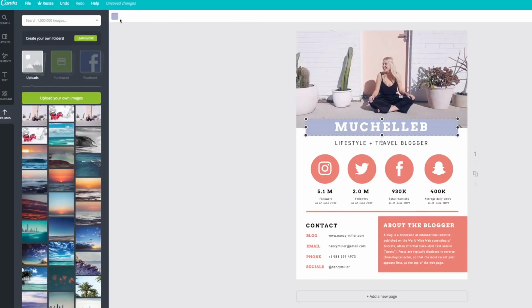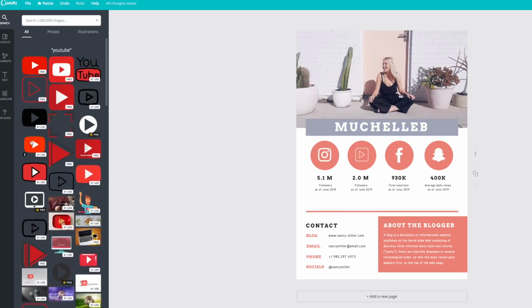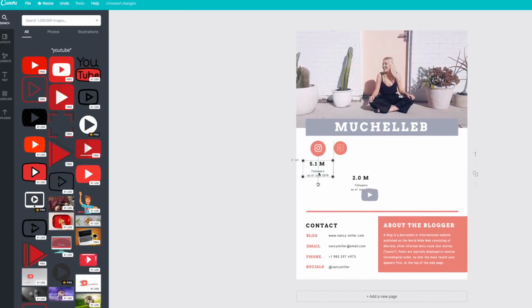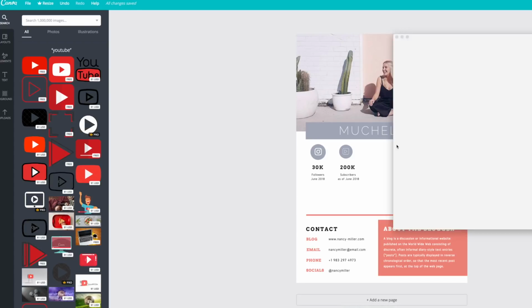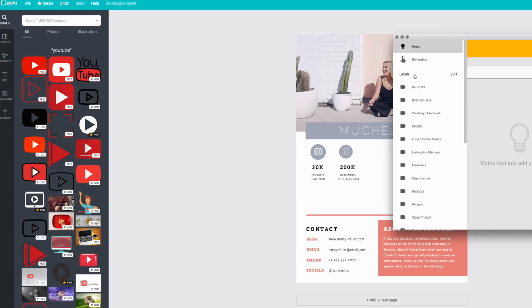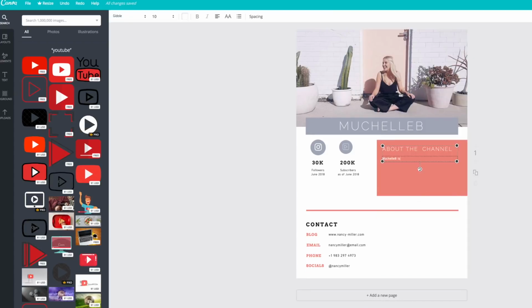I just chose one of those, and then on the side, I also did a lot of Googling for media kits, basically to get some inspiration for what I wanted to put in my media kit and how I wanted everything to look. At the very top, I included my stats. I only included stats for Instagram and YouTube because those are the only platforms I'd actually want to work with the brand on. I included a little bit about the channel.